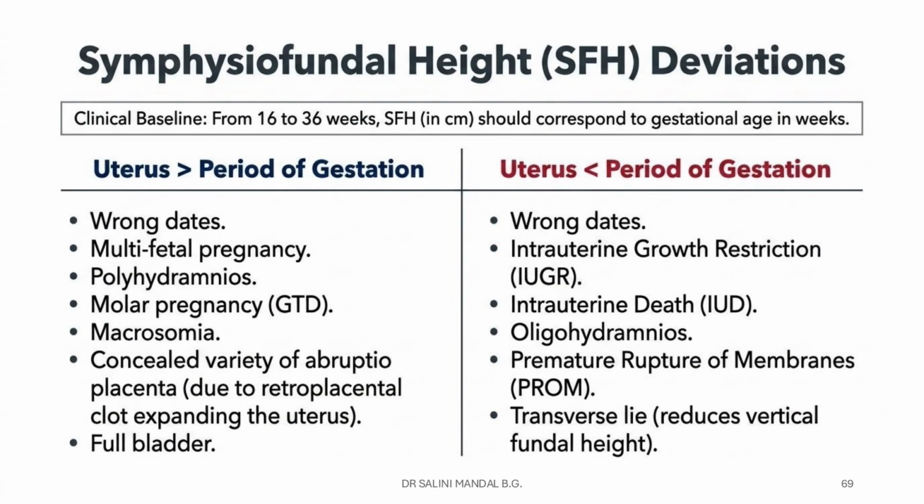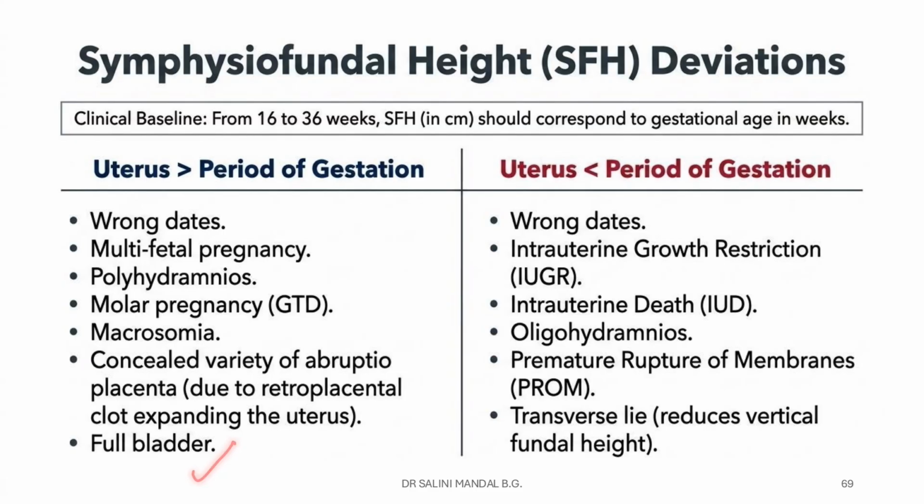Next, we check the symphyseal fundal height, because we say that the symphyseal fundal height is equal to the weeks of gestation. So what are the things in which the uterus is larger than the period of gestation, if we get wrong dates? Multifetal pregnancy, polyhydramnios, molar pregnancy, macrosomia, or any kind of abruptio placenta, and even a full bladder.